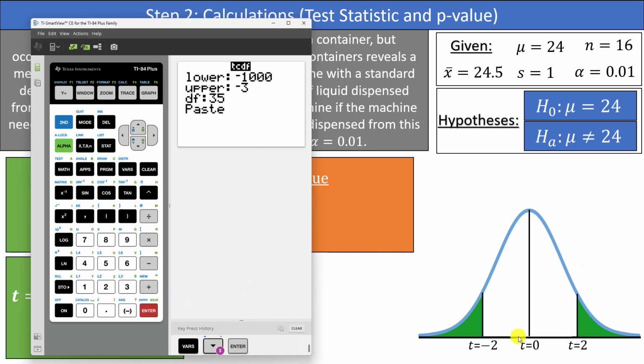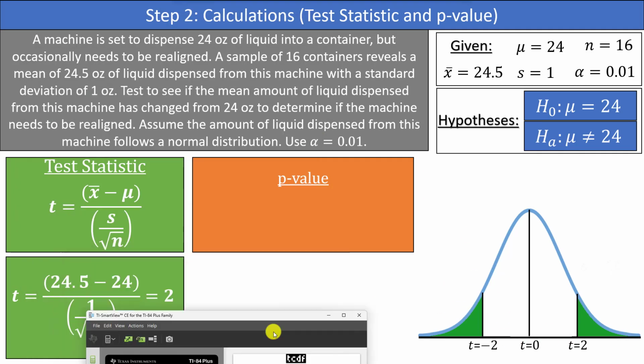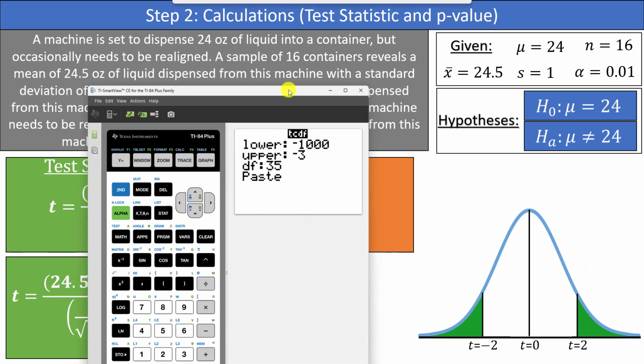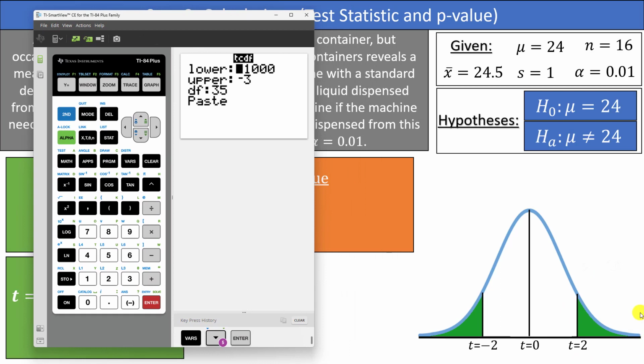The lower bound is, well, I could really solve for either of these. I typically solve for the one that corresponds to the number that I calculated. So I'm going to find the p-value based on the right tail. That means my lower bound is going to be 2. My upper bound is going to be 1,000 because there really is no upper bound. So we go forever in the upward direction, and we're going to use 1,000. And the degrees of freedom are going to be 1 smaller than my sample size, or 15.